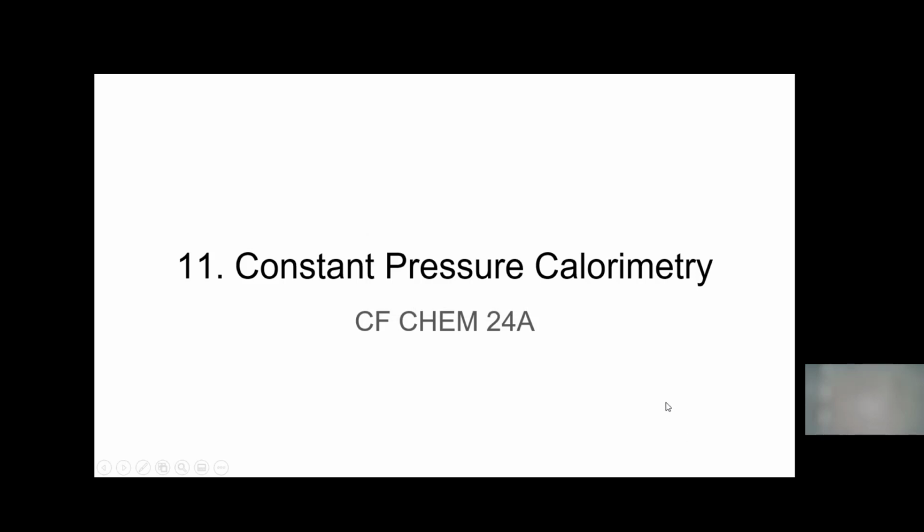Hi class, this lab is constant pressure calorimetry. Thermochemistry tends to be a little harder for some students, so if it helps, I would suggest that maybe you read the chapter first or read the section on calorimetry to help you understand, as well as enthalpy.